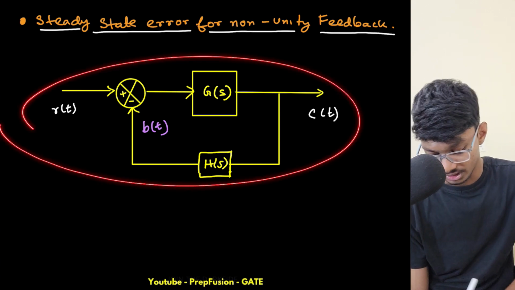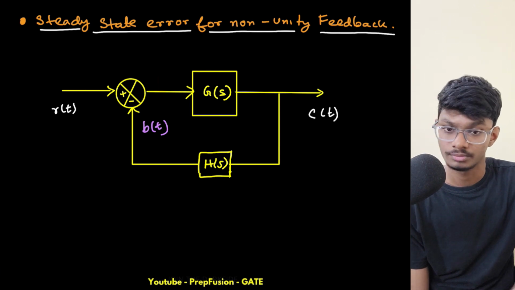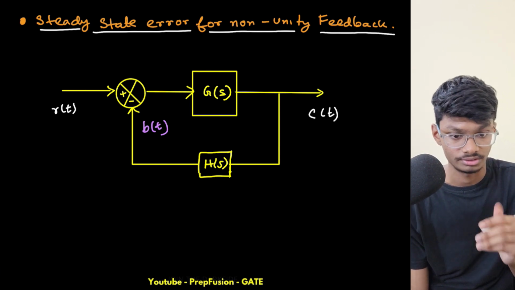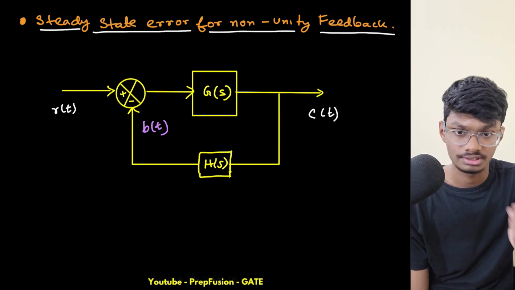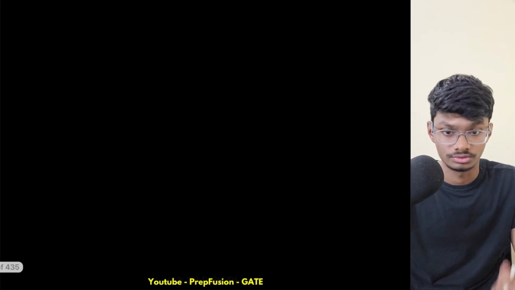Now this is my block diagram. This was my actuating signal basically, and this was my actuating error, but we're not interested in the actuating error. We're interested in the steady-state error signal. Now what is the error signal? How will you proceed when you have non-unity feedback and you need to find the error?